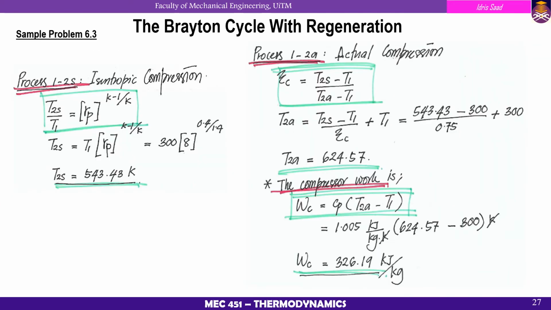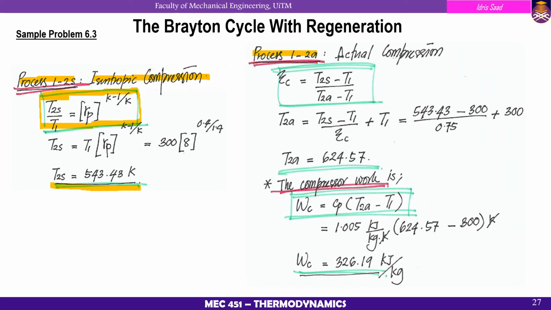As we learned in examples 6.1 and 6.2, we have to determine the temperature at all of the states, so we go process by process. For the first one, we go for process 1 to 2S, which is isentropic compression. We can use the isentropic relationship. You should be familiar with this now. Put in all the required information and arrange whatever you need, so we can get that T2S is equal to 543.43 Kelvin.